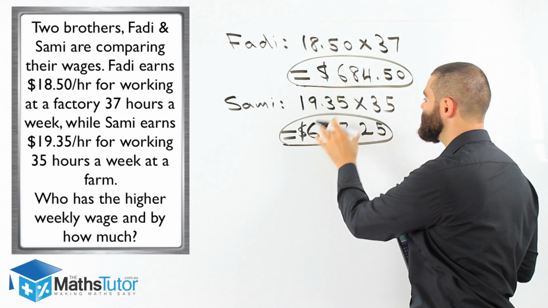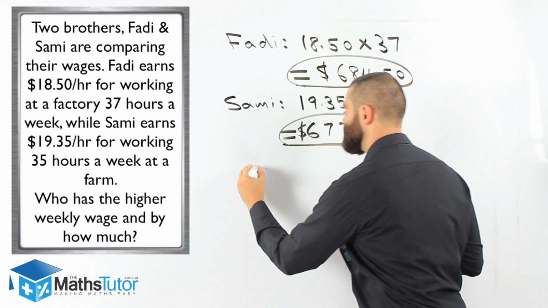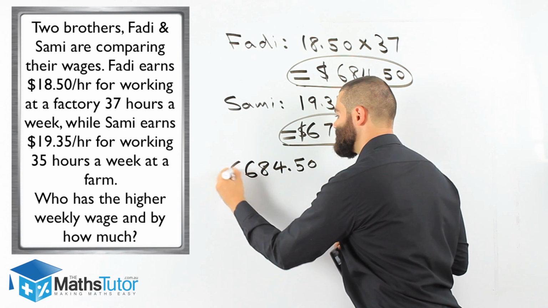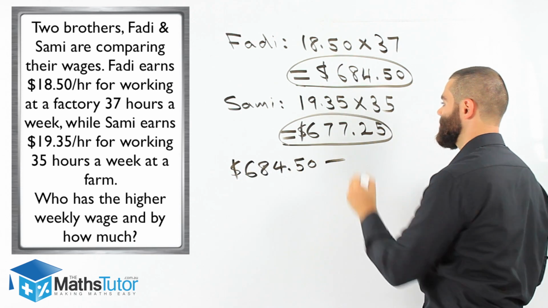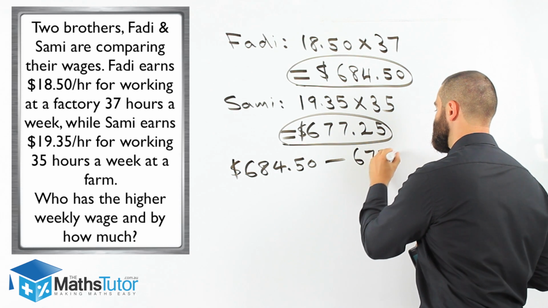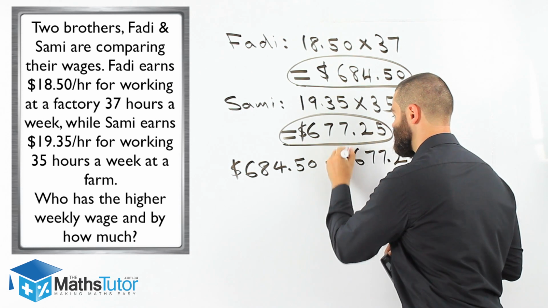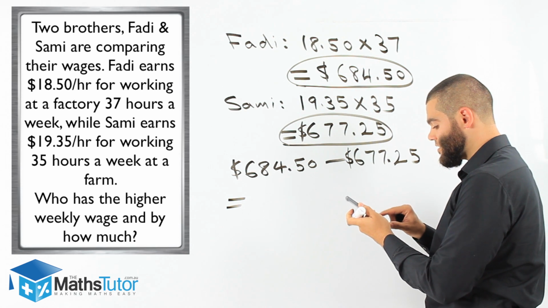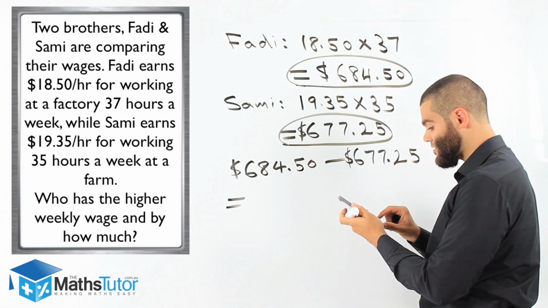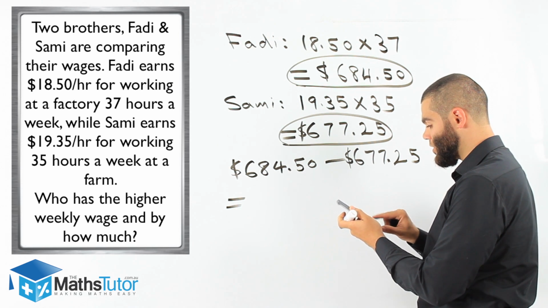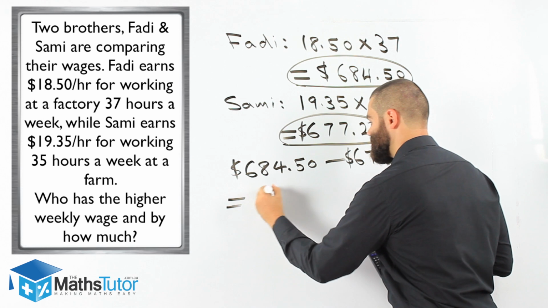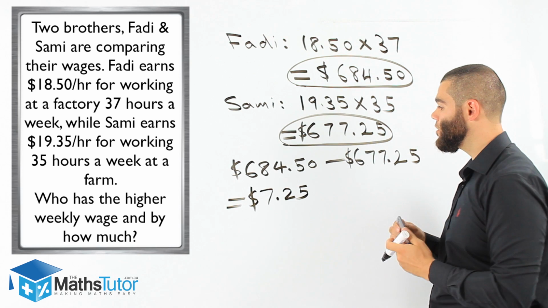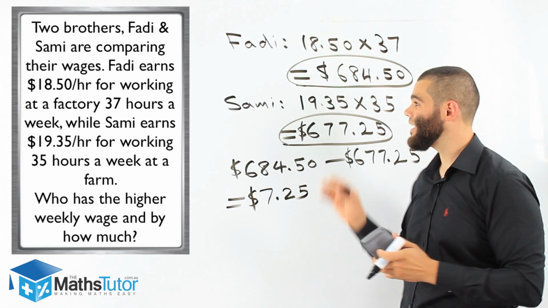So the wages for Fadi take away the wages for Sammy. So $684.50 minus $677.25. Again, grab your calculator. Let's do it. $684.50 minus $677.25. $7.25. So Fadi earns $7.25 more than his brother.